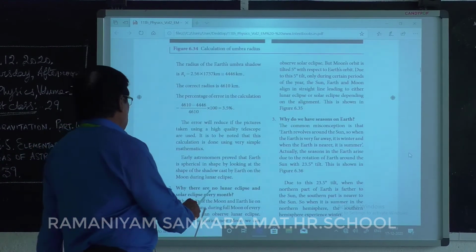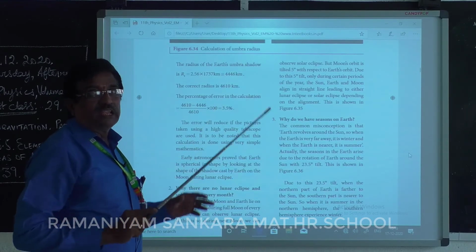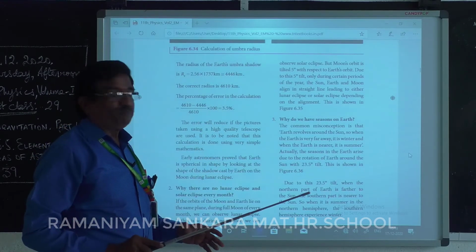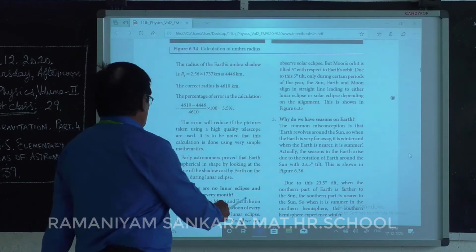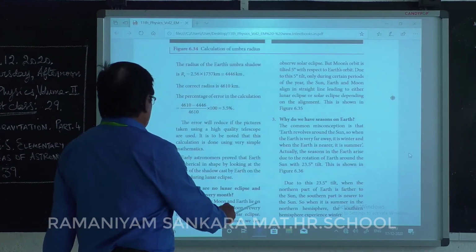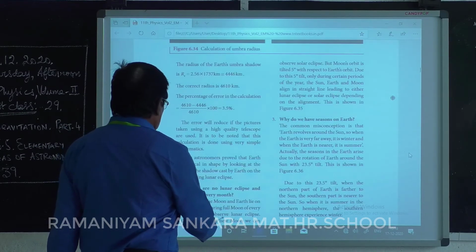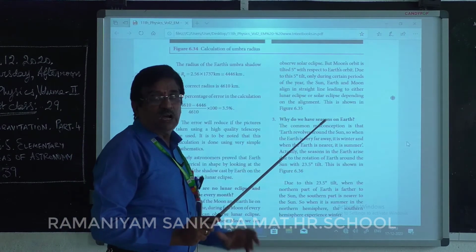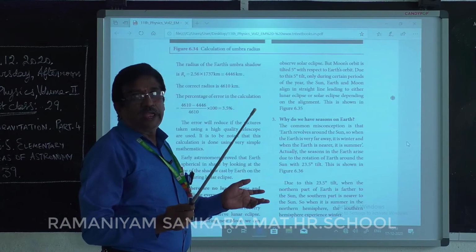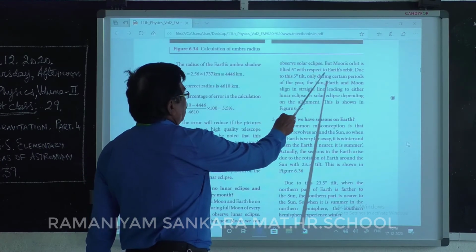Second one, why are there no lunar eclipse and solar eclipse every month? Why can't you get it every day, every time? If the orbits of the moon and earth lie on the same plane, during the full moon of every month we can observe a lunar eclipse. If this is so, during new moon we observe a solar eclipse. New moon means what? Paurnami, the full moon day. But the moon's orbit is tilted 5 degrees with respect to Earth's orbit.